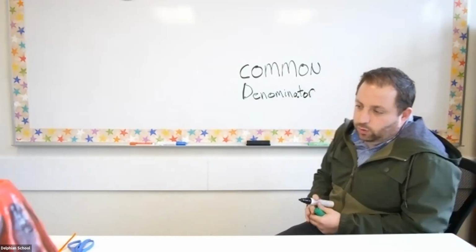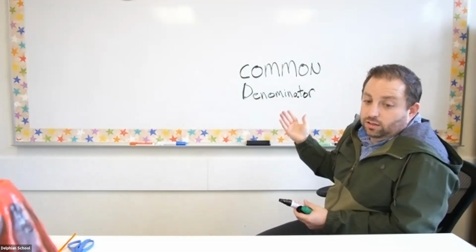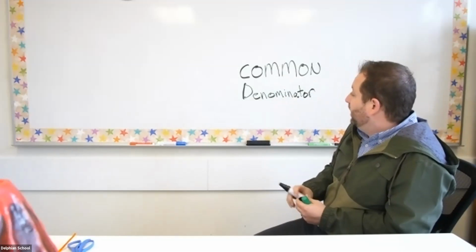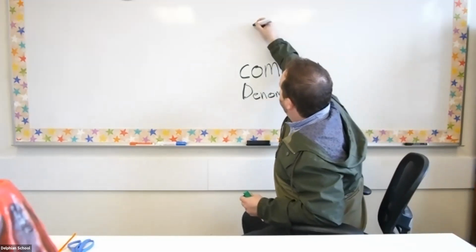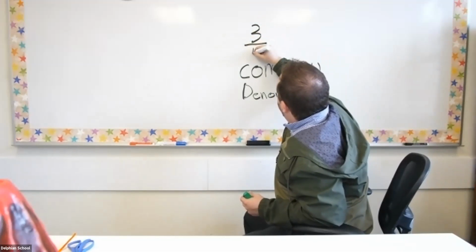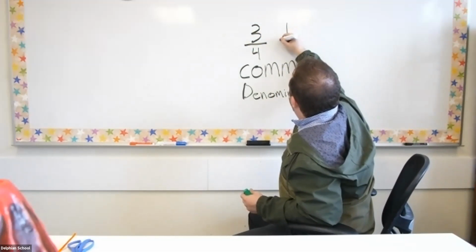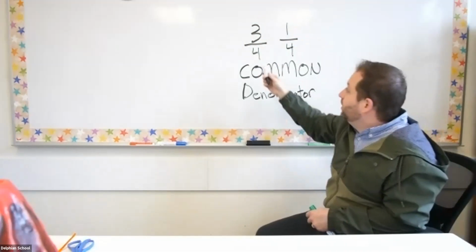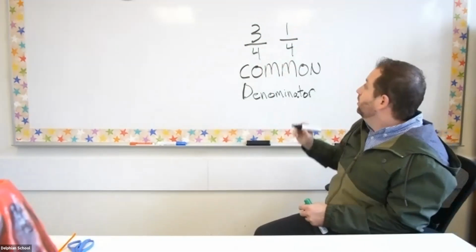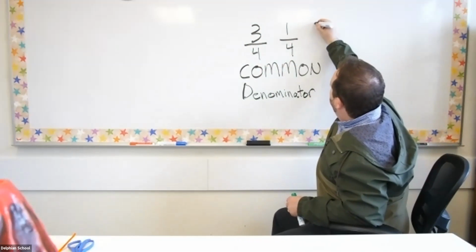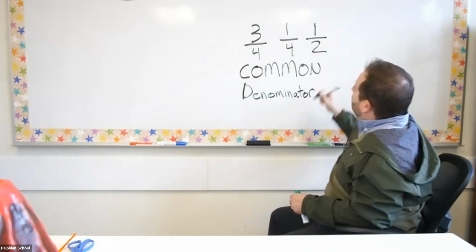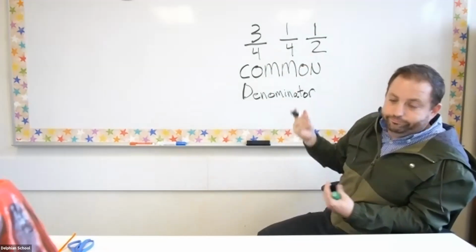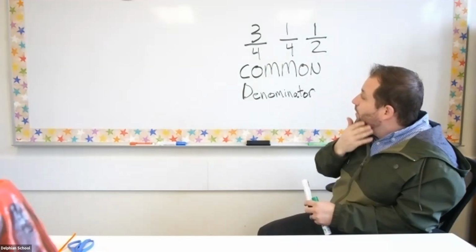So that means when we have a fraction, we want to have common denominators, which means we want the denominator on both fractions to be the same. An example, 3/4 and 1/4. Those have common denominators because 4 and 4 are the same in both. 1/4 and 1/2. Not common denominators because 2 is not the same as 4, right? So that's a common denominator.